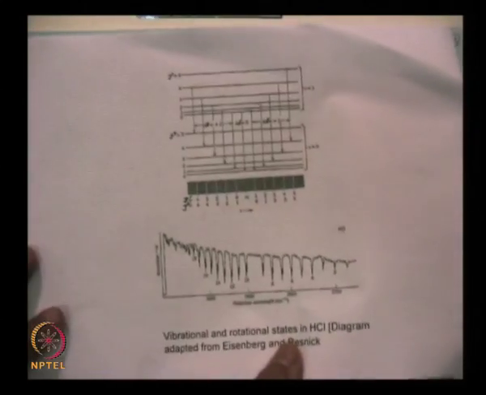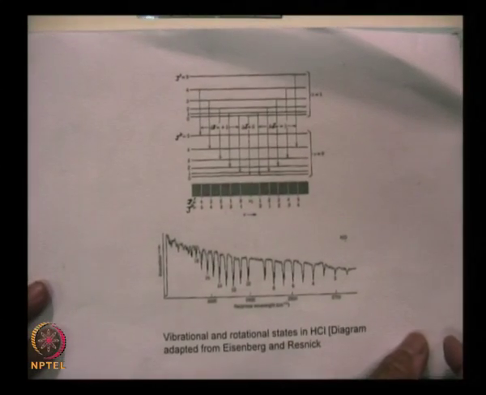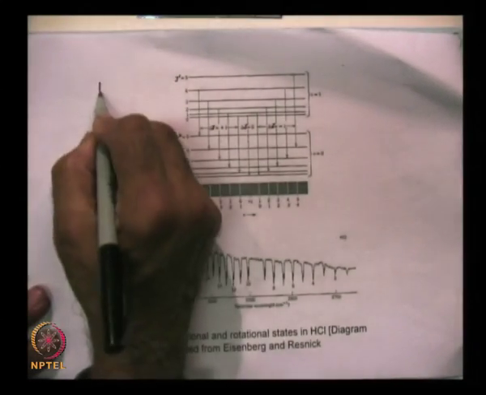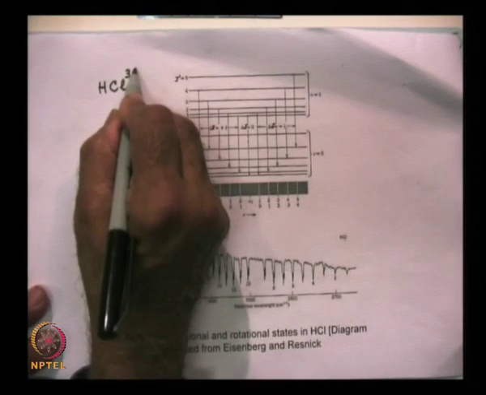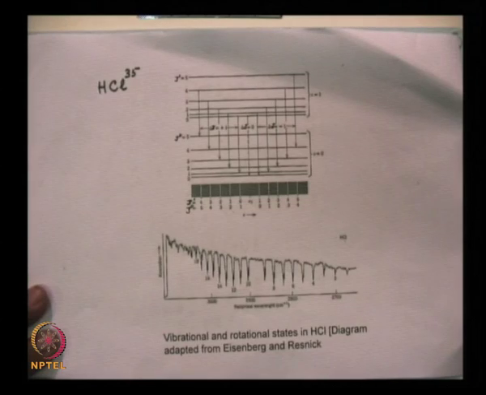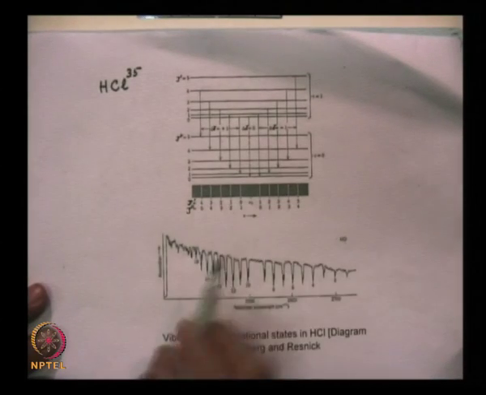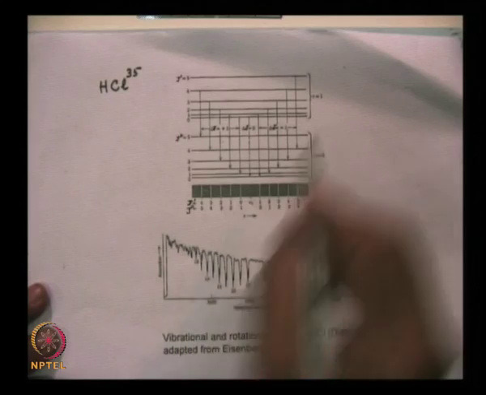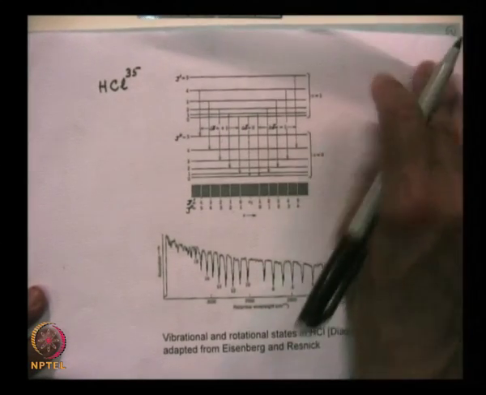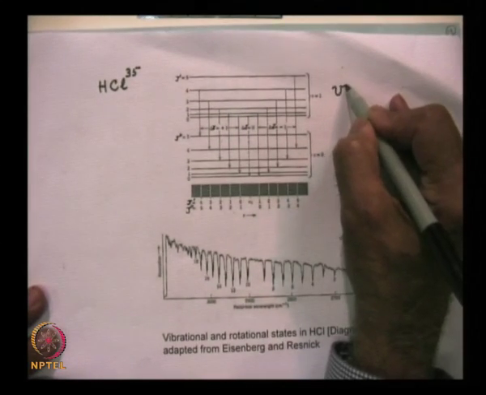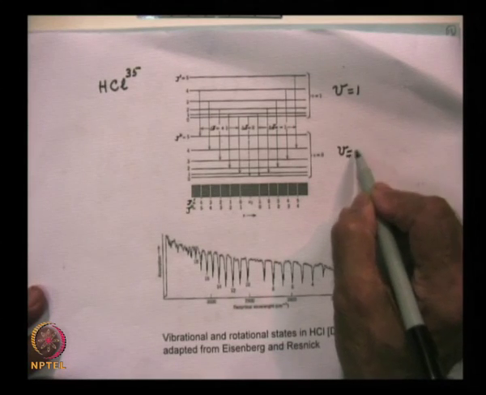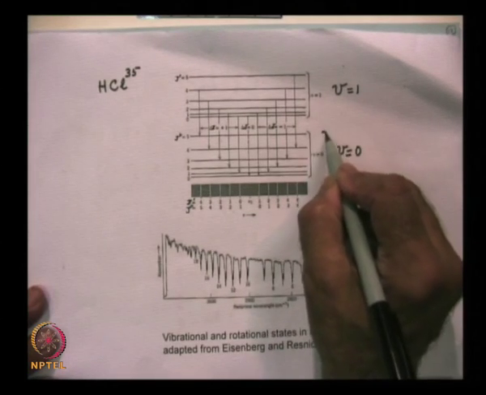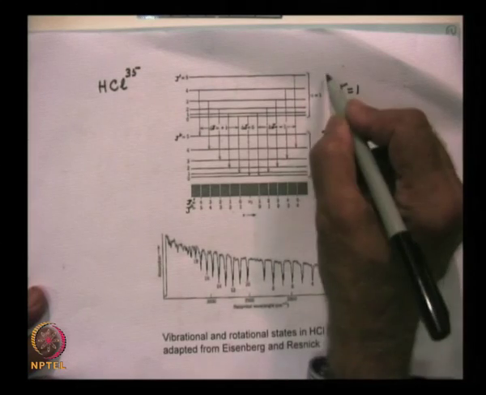Let me show you the actual spectrum. This corresponds to HCl, actually HCl 35, with the isotope which has an atomic mass of 35. So, these are the energy levels. The top diagram corresponds to V equal to 1, the bottom diagram corresponds to V equal to 0, as I had tried to show.